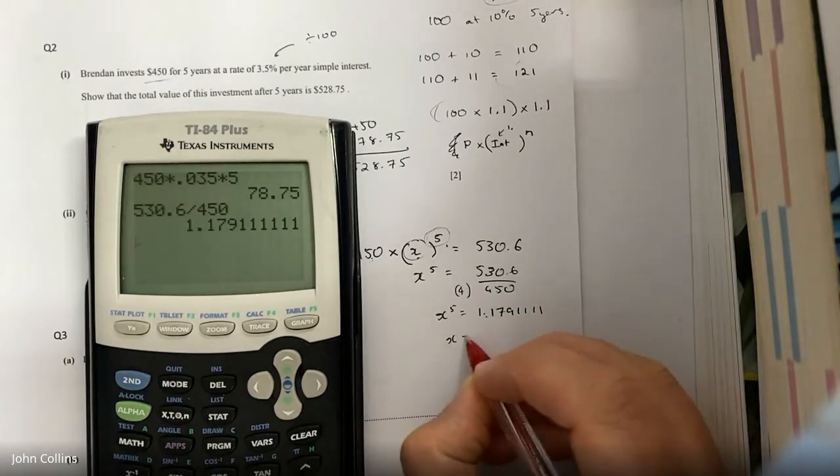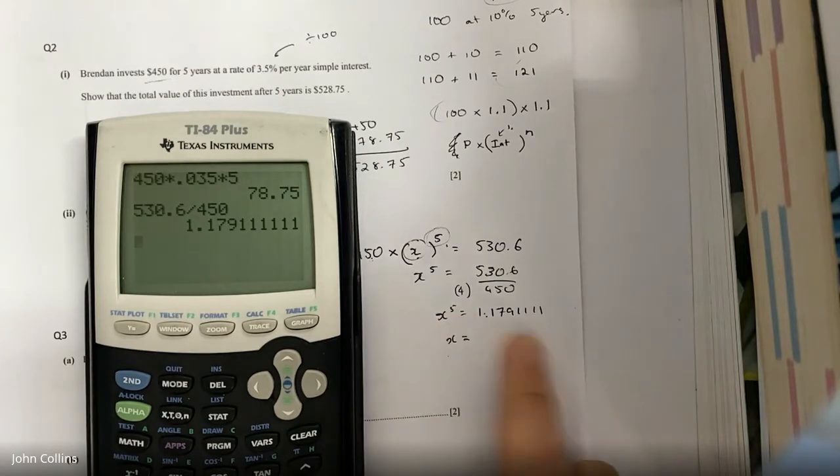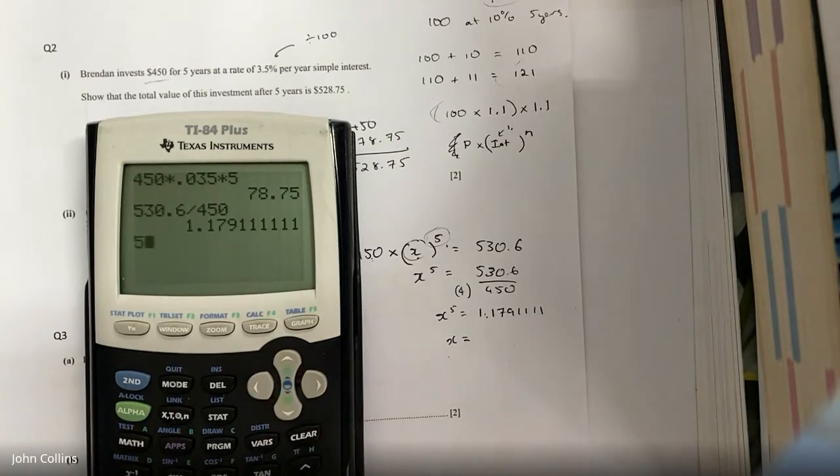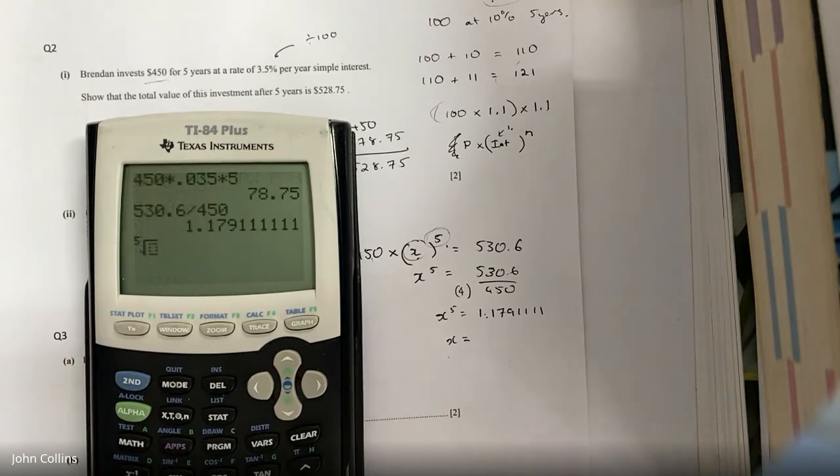I want X. How do I get what X is? I need to do the fifth root. That's X multiplied by itself 5 times. So we need to get the fifth root. So you need to press 5, math, and go down to the root sign. And that gives you the fifth root. So 5 math root sign of 1.179. Now those without a calculator aren't doing that.